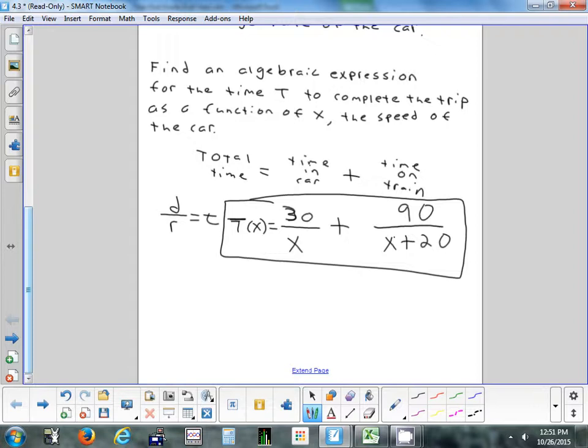Time as a function of x. Hey, any questions on that equation? We're going to use that equation for the next problem, then we'll do some other stuff, but then we'll come back to it.